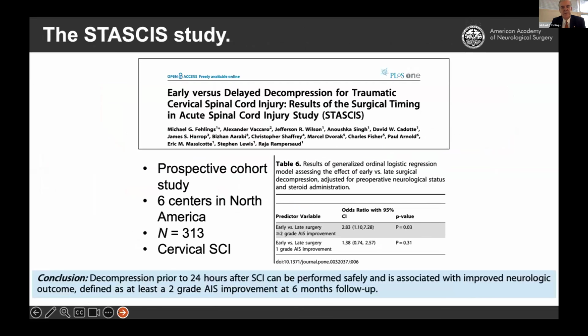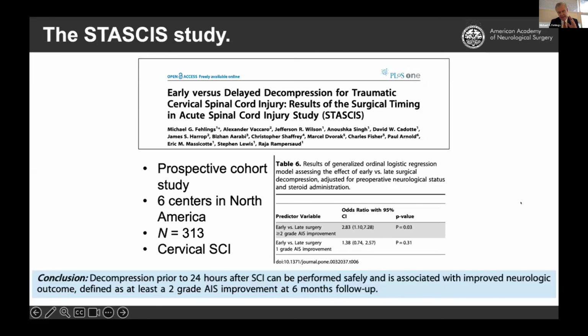The STASCIS trial, which was reported over a decade ago, was really the first multi-center trial to point us in the direction that early surgery could improve outcomes. This was a study through the Spine Trauma Study Group, 6 centers in North America, 313 patients with cervical spinal cord injury. We showed that early surgery could be done safely, and there was a very significant neurologic improvement with surgery done within 24 hours, as measured by a 2 or more grade change in the ASIA Impairment Scale. And the odds ratio was almost 3-fold higher.